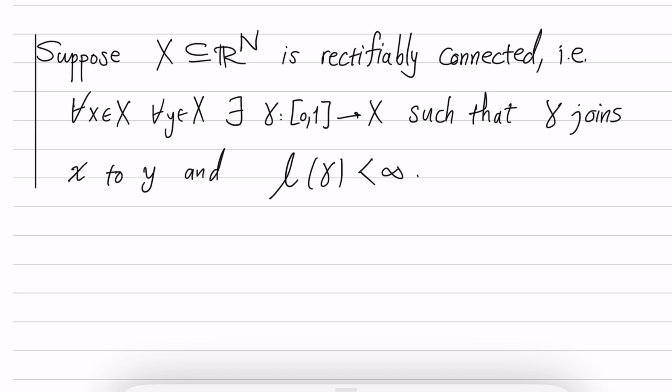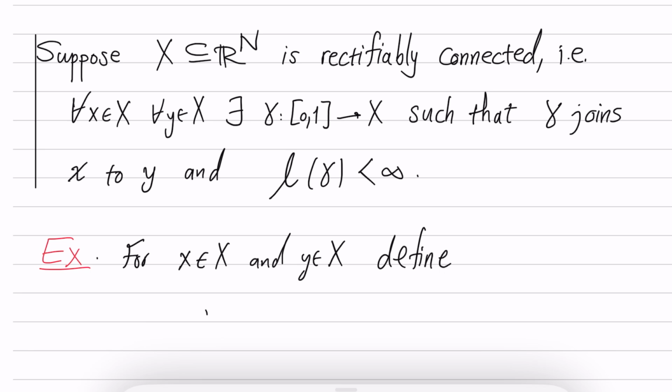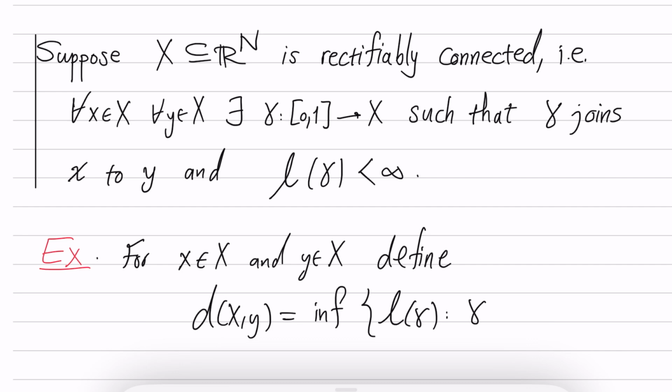Now, this allows us to define a new metric on X. So for x in X and y in X, define distance of x and y to be the infimum of the length of gamma, where gamma joins x to y. Because of the assumption that at least one finite length curve exists, this becomes a well-defined real number that is also non-negative. It's clearly a symmetric definition.